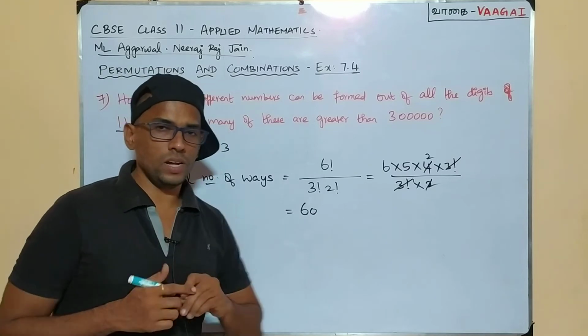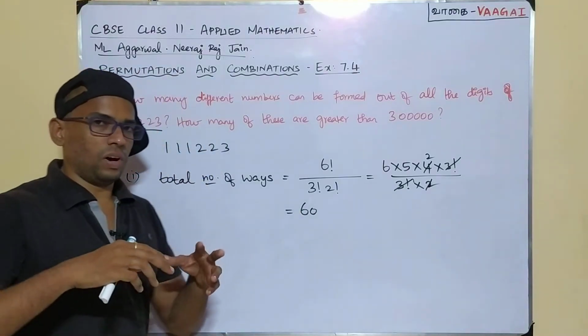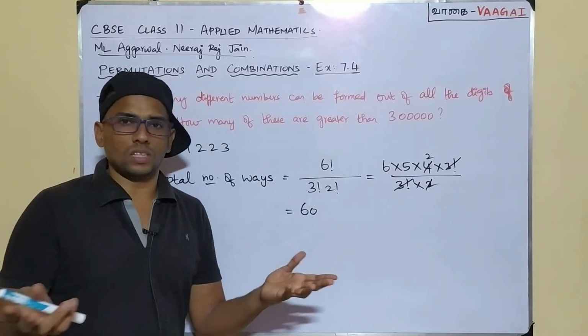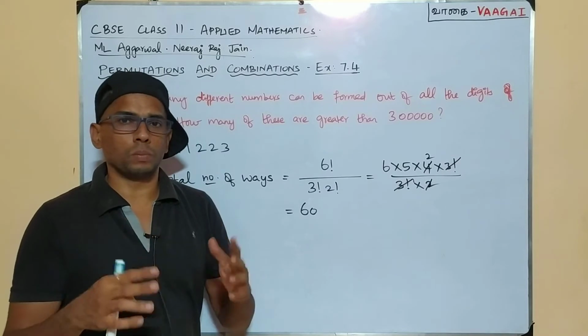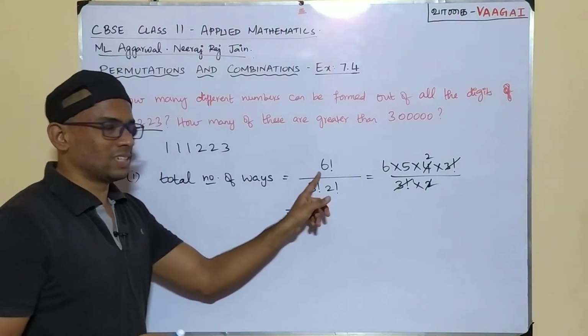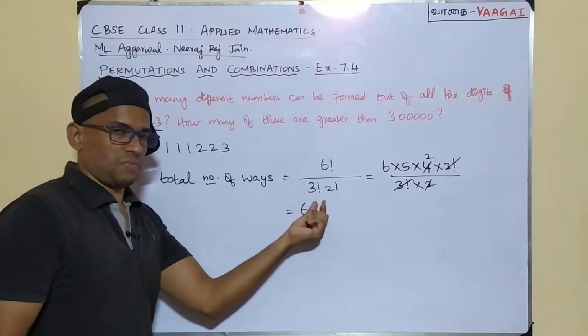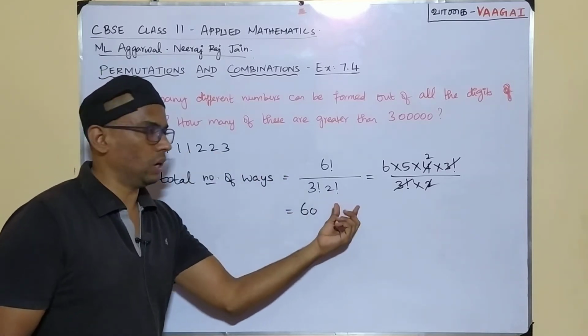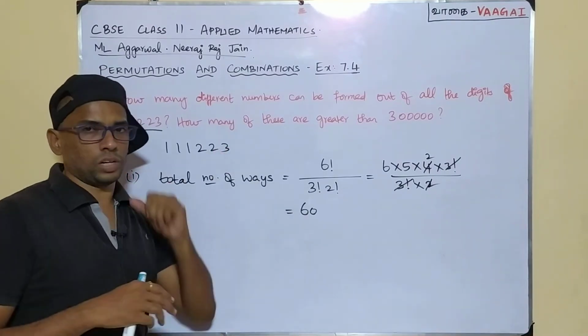I hope it is clear to you, right? Very simple. So instead of letters, this time we have digits. That's the only change. But the concept is the same, and the approach we take to solve the problem is also the same. So totally 6 digits, so 6 factorial divided by, now see the repetitions. 3 ones for which 3 factorial, 2 twos for which 2 factorial. Now you simplify, you get the answer to be 60. This is going to be the answer for the first part of the question.